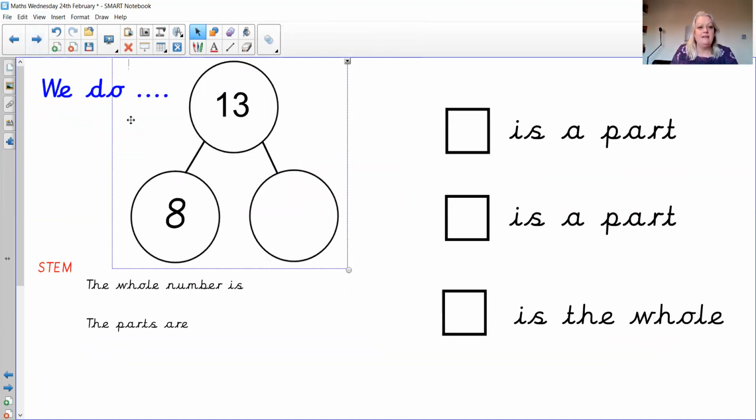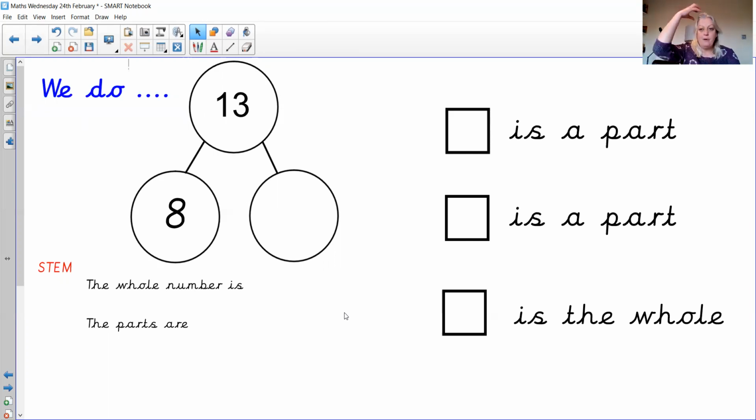So continuing from that, this is just the same, but we're using our numeral representation instead of counters. So I have our whole number at the top here, and these are my parts. So my whole number is 13. Remember, say the teen, 13. 1, 10, 3, 13. So my parts are 8 and what? Could you work out what my other part would be?